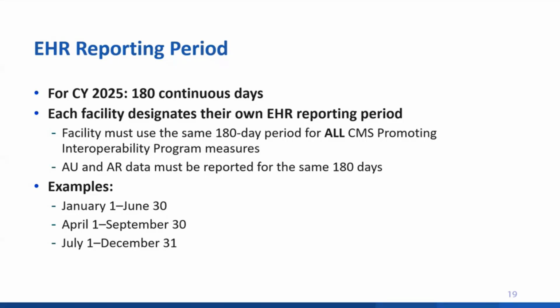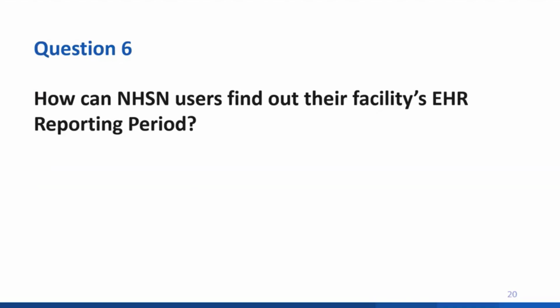Some examples of this reporting period are January 1st to June 30th, April 1st to September 30th, July 1st to December 31st. It can really be any 180 continuous days, but it has to be set by your facility. Next slide, please. How can NHSN users find out about their facility's EHR reporting period? Next slide, please.